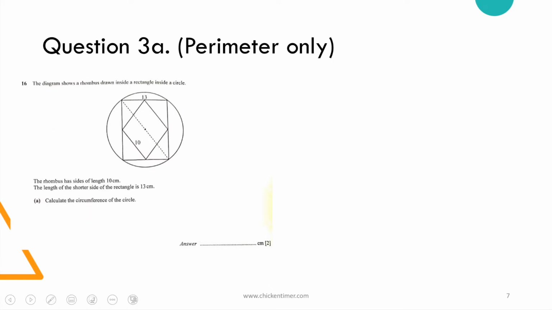In this question, we have a rhombus with 10 centimeter sides, so all 4 sides are the same length. Then the shorter diagonal of the rhombus is 13. Then we can split this and we will find that this is 90 degrees here.